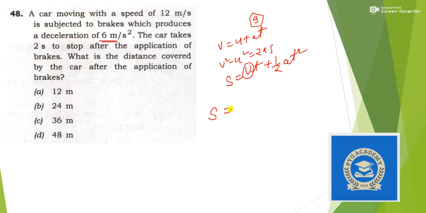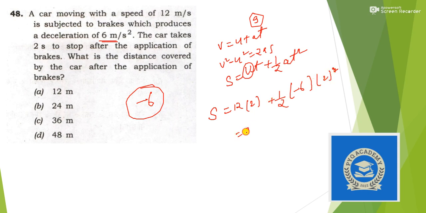So let's use this statement. s equals u, for u we can put 12, for t we know 2 seconds, plus half. Now here it is deceleration, that means we put a negative sign. So minus 6 a, t square, that means 2 square. Now it is 24 minus 12, that is 12 meter. So answer here is option A.